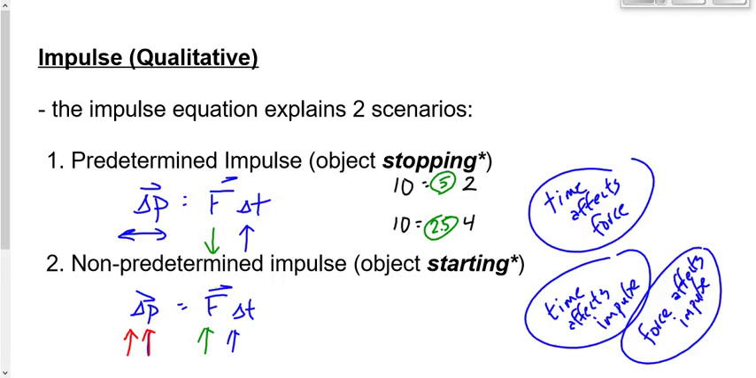So in the first situation, force doesn't affect impulse, time doesn't affect impulse, force and time affect each other. In the second situation, time and force don't affect each other at all. Time and force both affect, independently, the impulse.